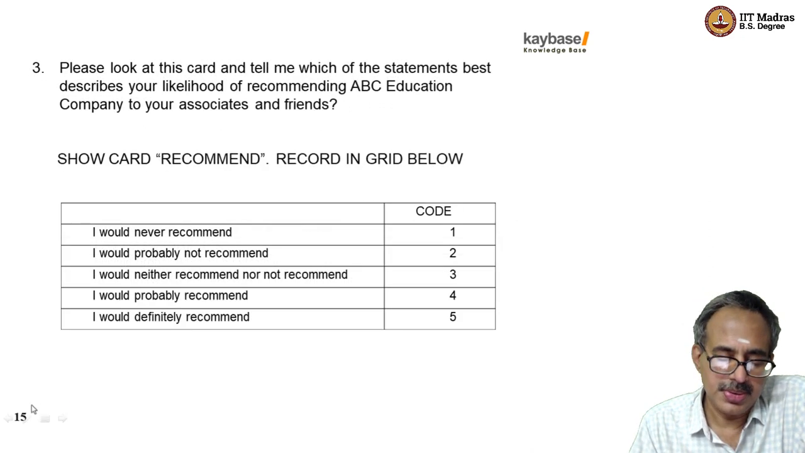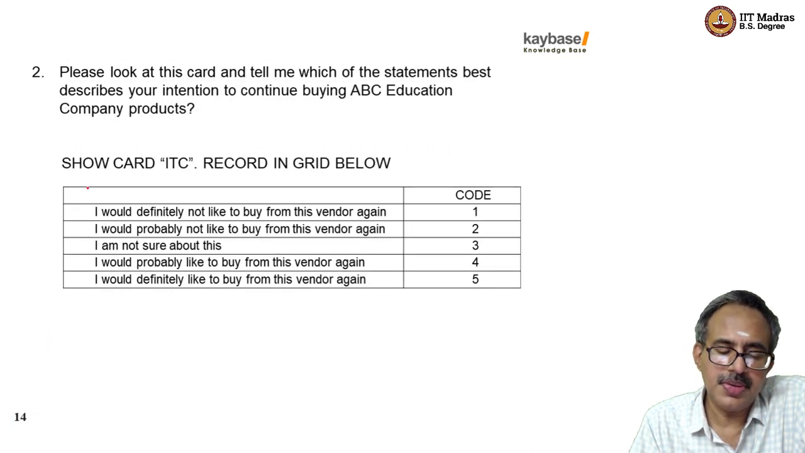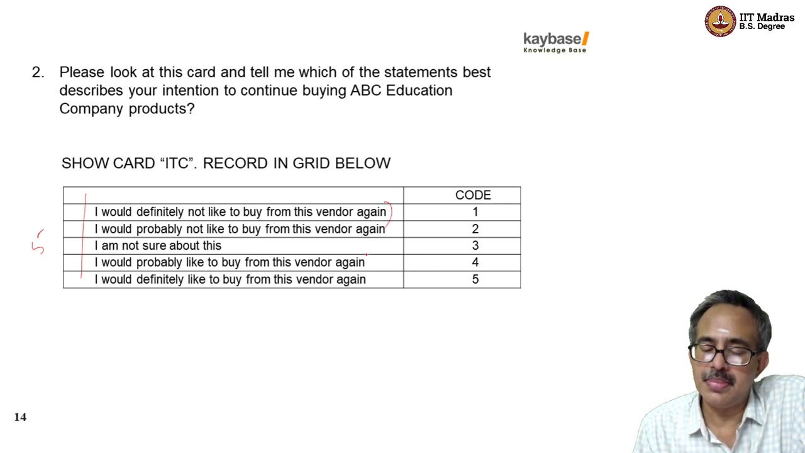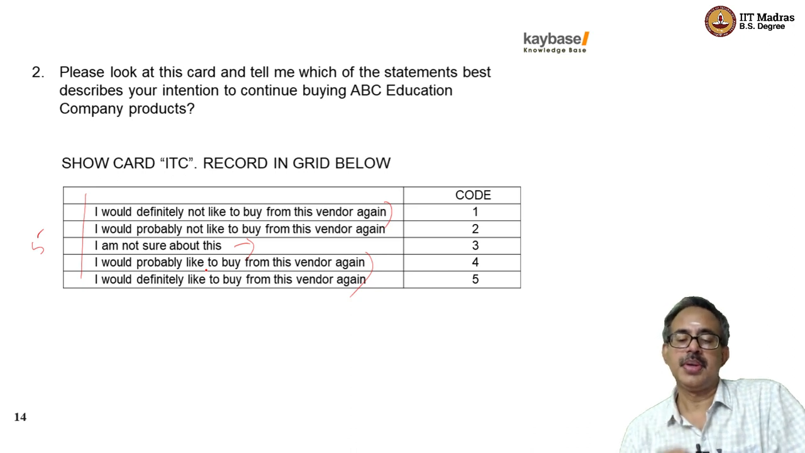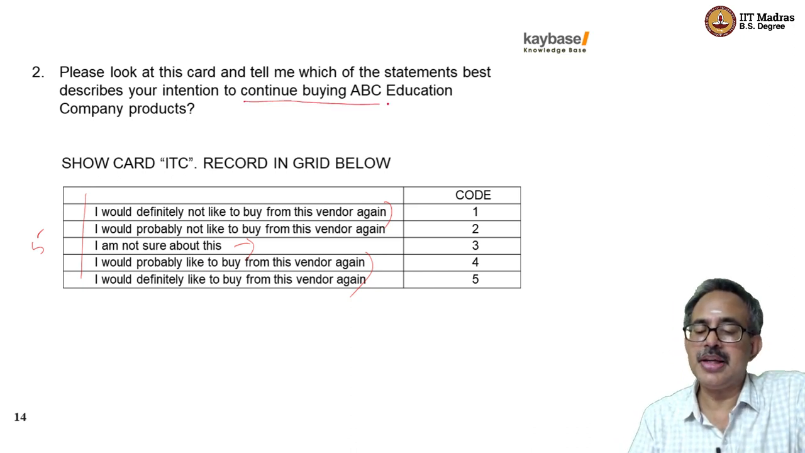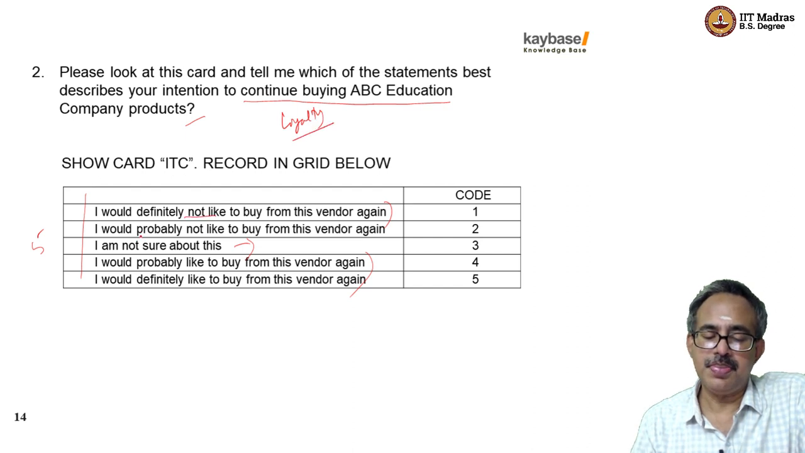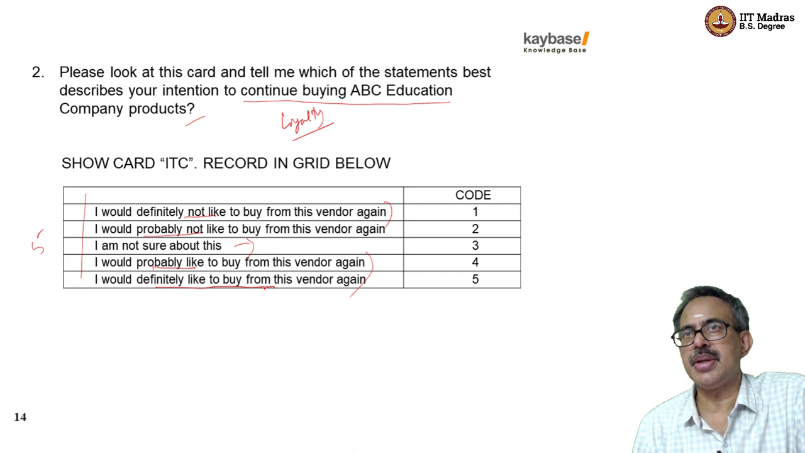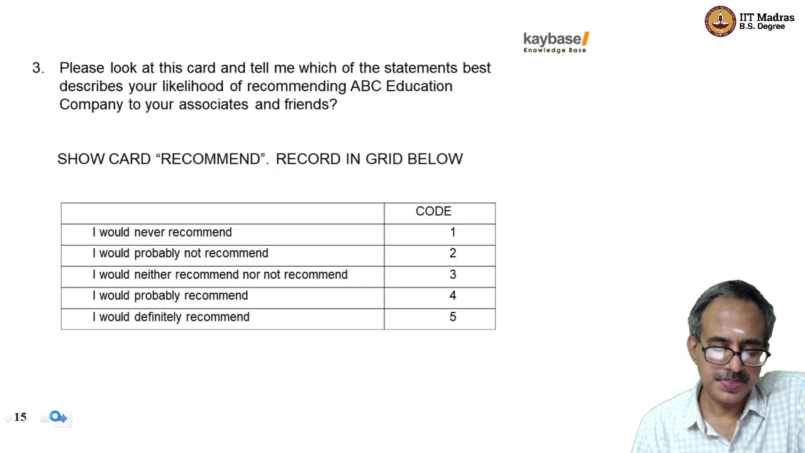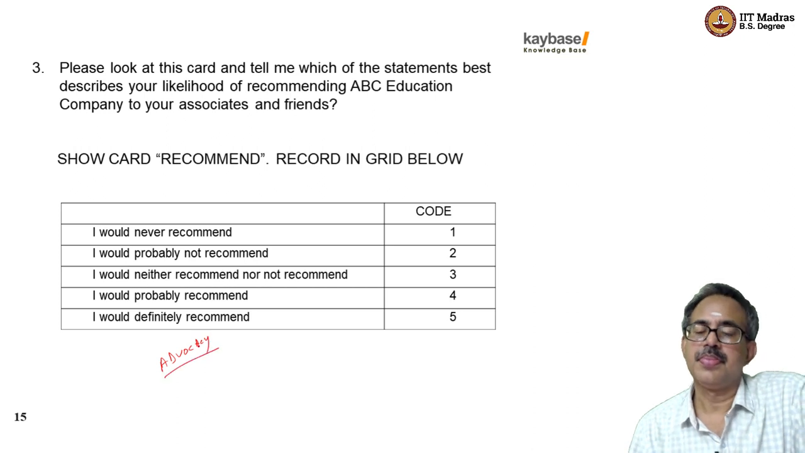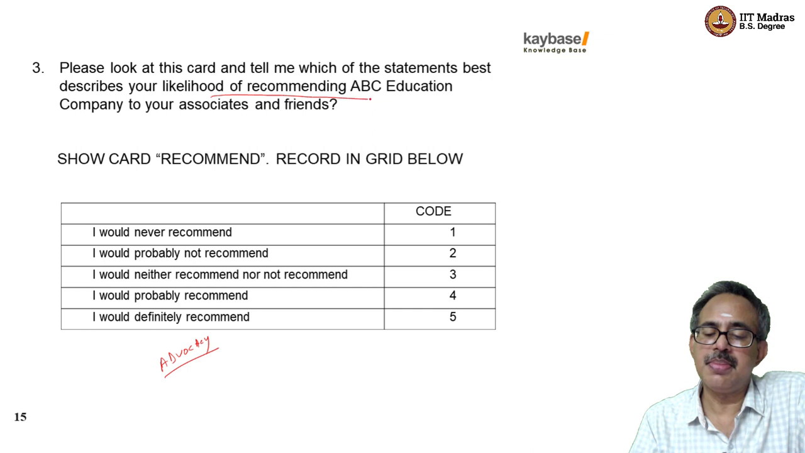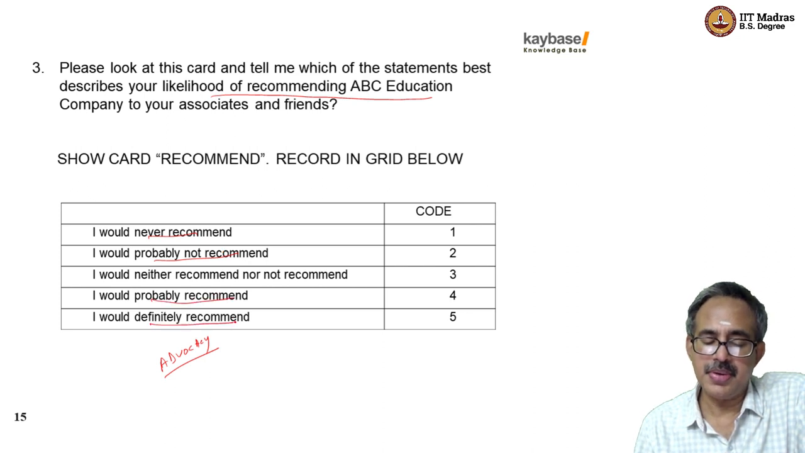This is a 5-point verbal distribution scale. Again, balanced with a midpoint. Which statement best describes your intention to continue buying from our client? This is loyalty. Definitely not, probably not, probably, definitely. Pretty simple, straightforward scale. We've seen this kind of scale before. This is advocacy. Which statement describes your likelihood of recommending? I would never recommend, probably not recommend, probably recommend, definitely recommend.